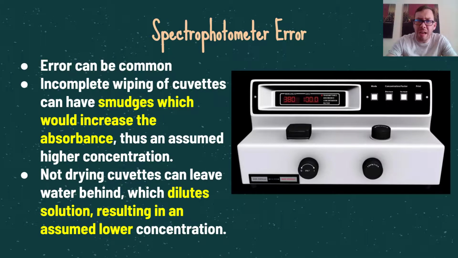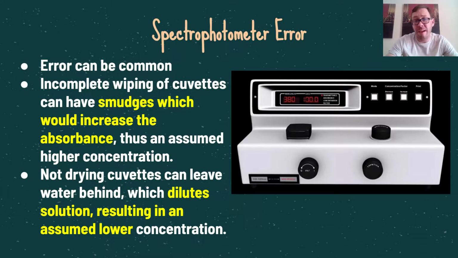Now, error is quite common in the use of spectrophotometers. Incomplete wiping of cuvettes which have smudges would increase the absorbance, thus having an assumed higher concentration. Remember, it's measuring the amount of light that goes through the cuvette. You have a device over here that detects how much light is going through. Your cuvette is here. If there are fingerprints on it, then less light is going to reach the detector, which means that your absorbance reading is going to be higher than what you would anticipate.